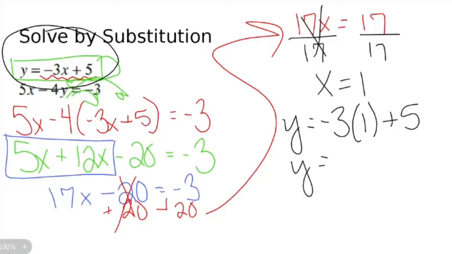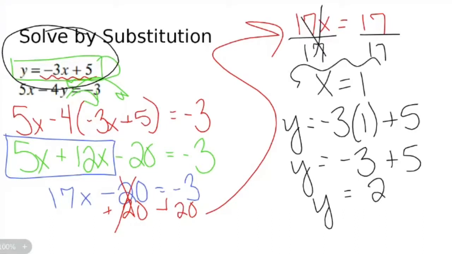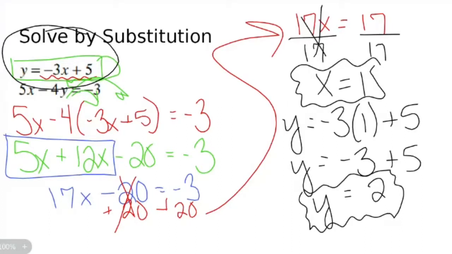Y equals negative 3 plus 5 because I multiplied negative 3 times 1. Negative 3 plus 5 is 2. So since x is 1 and y is 2, my answer is going to be the point where x is 1 and y is 2.